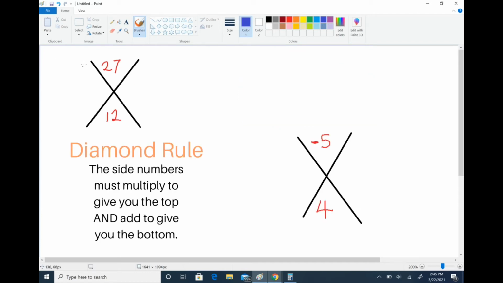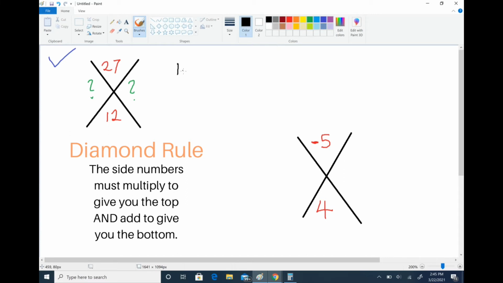We're going to do this example here first. The top number is 27 and the bottom number is 12, and we need to find the side numbers. So what do you ask yourself using the diamond rule? You ask yourself, what two numbers multiply to give you 27 and add to give you 12? There's only one combination that can do that.